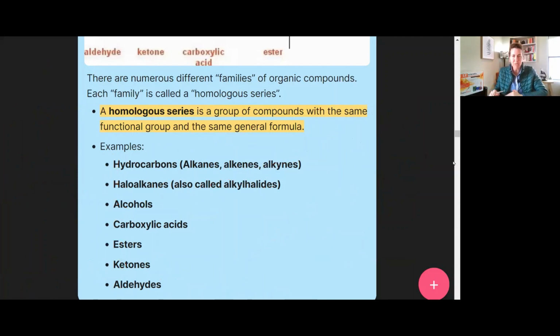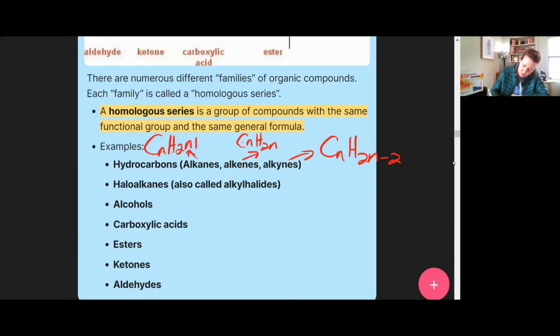Now, you can do the same sort of exercise with the alkenes and the alkynes, and you will find that with the alkenes, the general homologous series is CnH2n, and for the alkynes, CnH2n minus 2. As we said, for the alkanes, it is CnH2n plus 2.